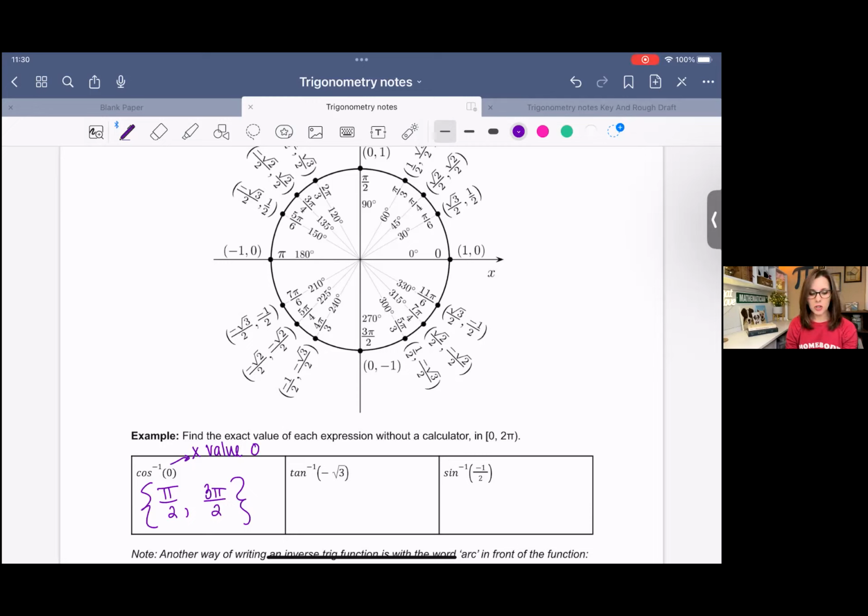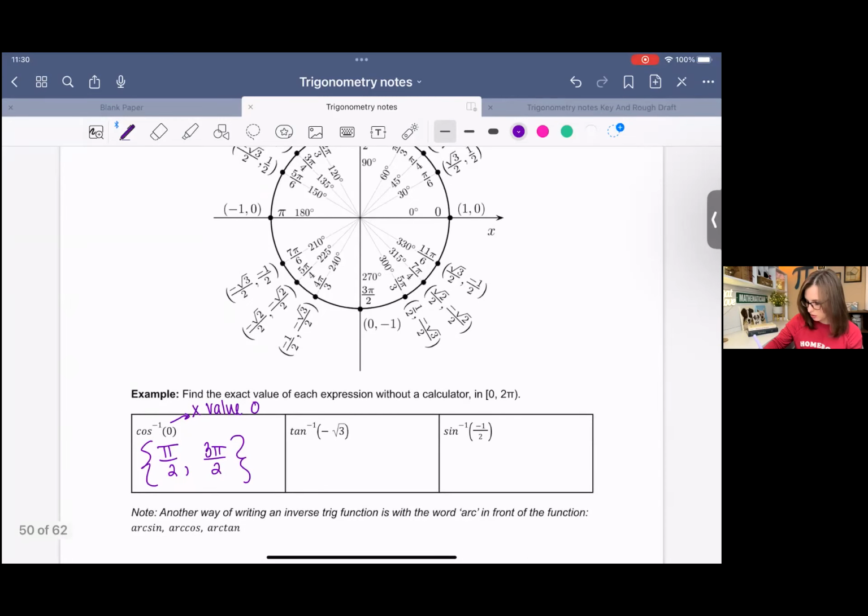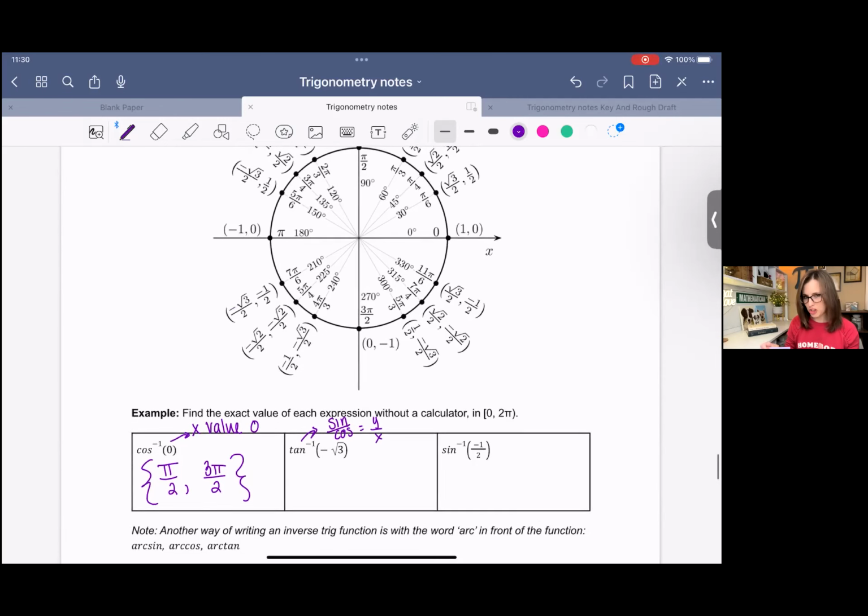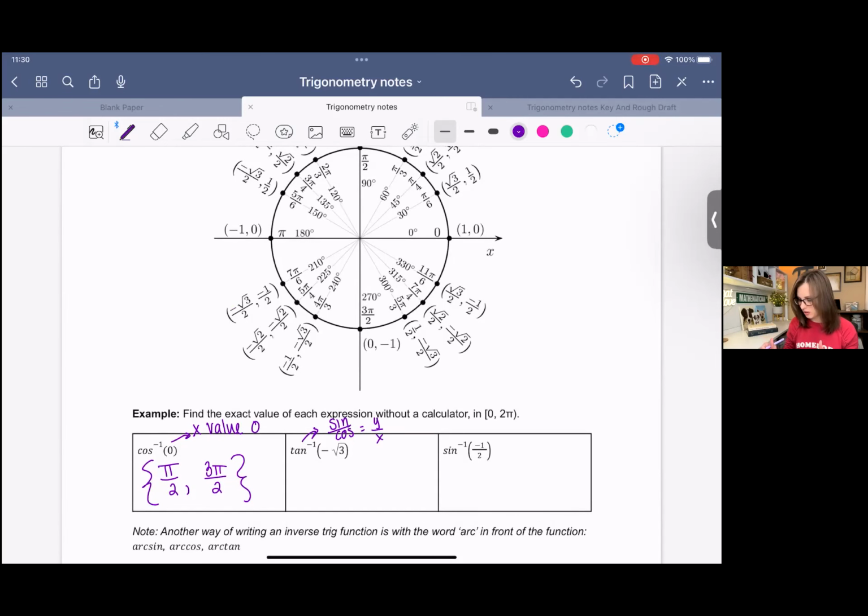All right, for the next one, inverse tangent of negative square root 3. Now this is going to require a little bit more work because remember tangent is sine over cosine. So let's write that up here. Sine over cosine. So I'm looking at the y values over the x values, and where that equals negative root 3 is what I'm looking for. So this is just some simple algebra here, just a little division of fractions. No big deal. We can divide fractions at this point.